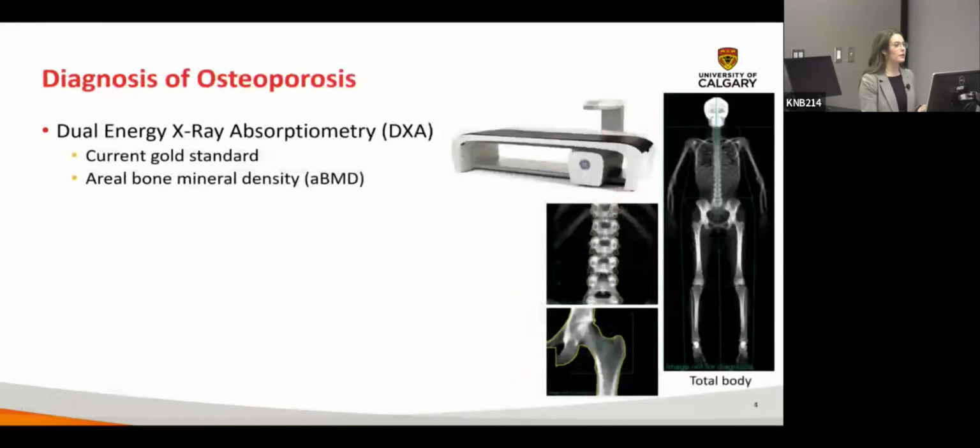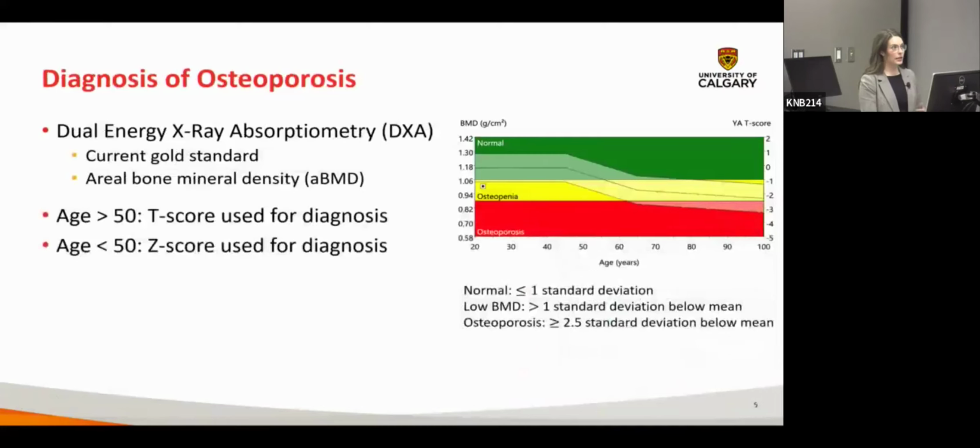The way that we diagnose osteoporosis is using dual energy X-ray absorptiometry, otherwise known as a DEXA scan. The DEXA scan utilizes two different X-ray energies to differentiate between bone and soft tissue, which provides us with areal bone mineral density. I'd just like to note that since it is an areal measure, it technically is not considered density. In terms of how we diagnose it, if you are over the age of 50, we would use a T-score, the standard deviation from a reference population for comparison. In this case for osteoporosis, it's 20 to 29-year-olds. If you're below the age of 50, we would use a Z-score, which is the standard deviation from a sex, ethnicity, and age-matched reference population.